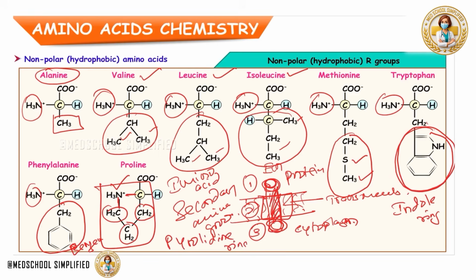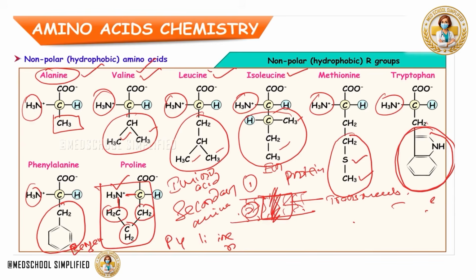Pyrrolidine ring. That's the special group present in proline. Alright, so these are all hydrophobic amino acids and you must remember all of these. That is alanine, valine, leucine, isoleucine, methionine, tryptophan, phenylalanine and proline.